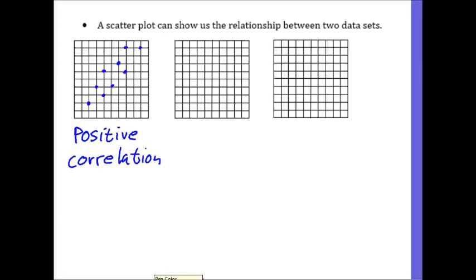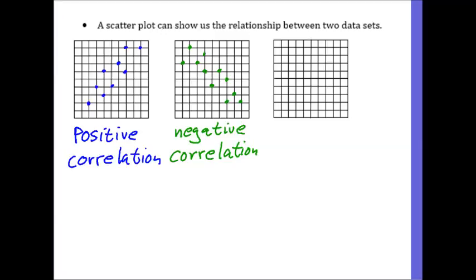Now, we could also possibly have a picture that looks like this. And I'm going to put another point up here. So, if we looked at this and we see that the y values are going down as the x values go up, we talk about negative correlation. Negative correlation means that the y values move in the opposite direction of the x values. As x goes up, y goes down, and vice versa.